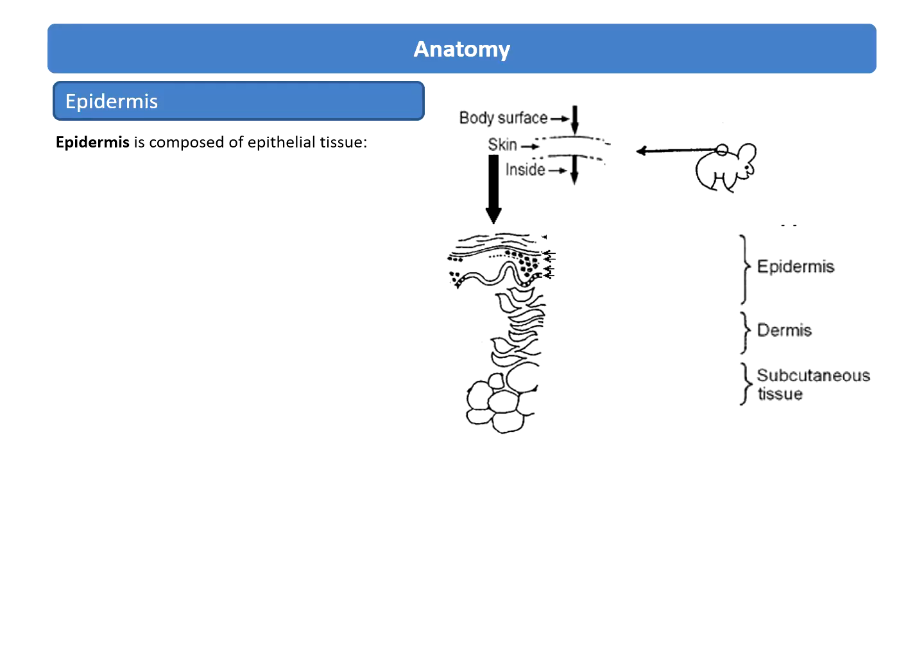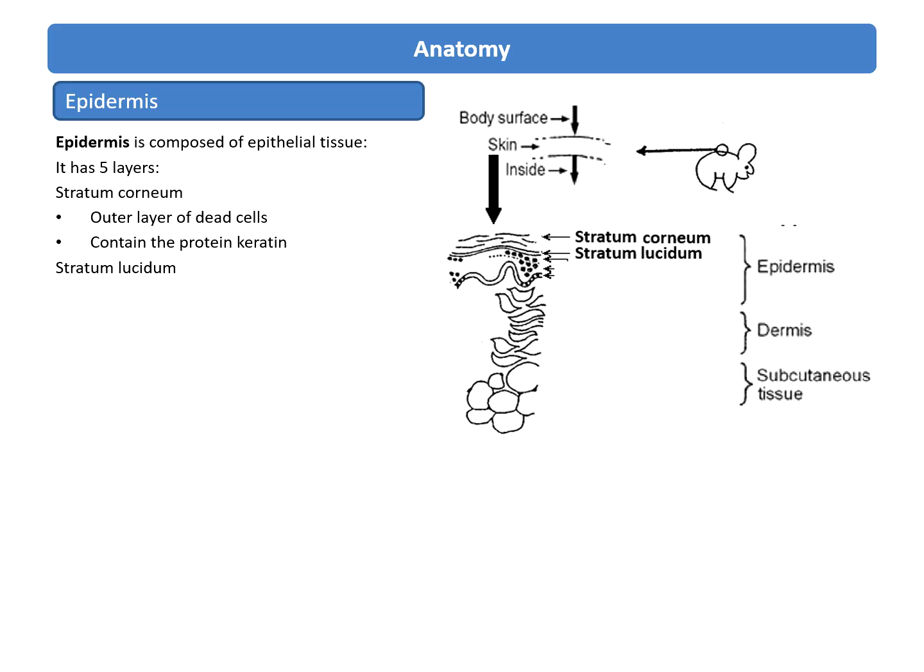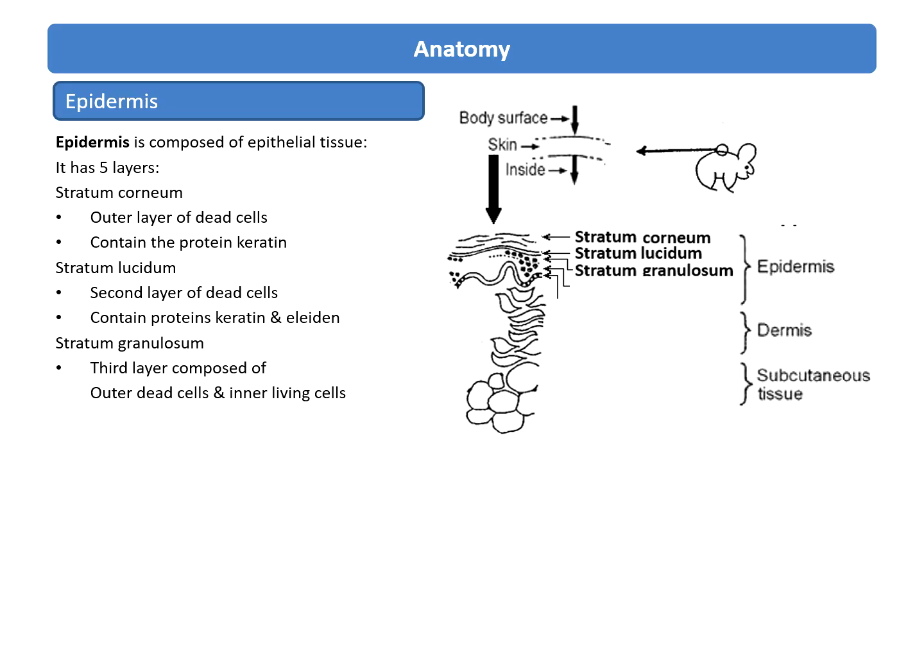It includes two distinctive layers, the epidermis, composed of epithelial tissue. It has 5 layers: stratum corneum, the outermost, a layer of dead cells. It contains the protein called keratin. The stratum lucidum, it also contains dead cells and contains proteins, keratin and eleidin. The stratum granulosum, a third layer composed of outer dead cells and an inner group of living cells. It contains keratohyalin, a precursor to the keratin.